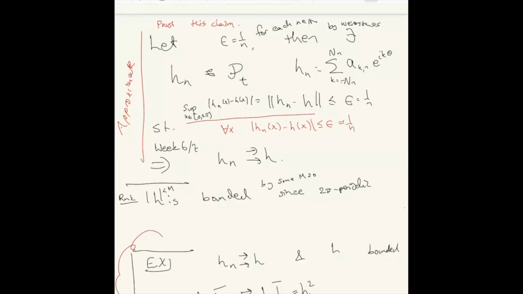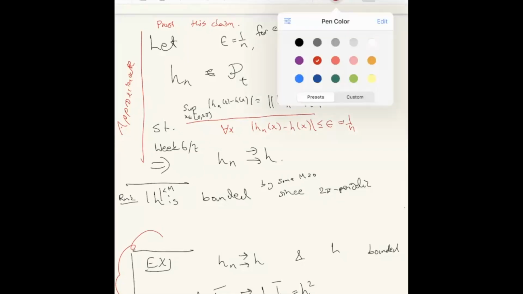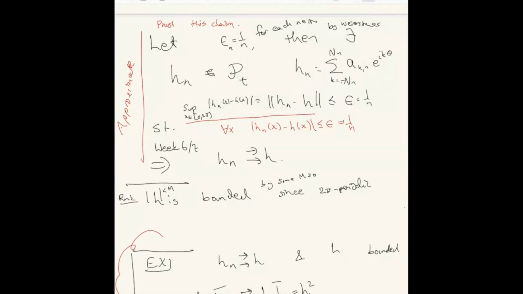Because all you have to do is, if you want to make the difference less than epsilon for all x, you choose the n accordingly. So this is saying that you can make the difference less than 1 over n. Now, if you fix an epsilon, you can make this difference less than epsilon by choosing n bigger than 1 over epsilon.